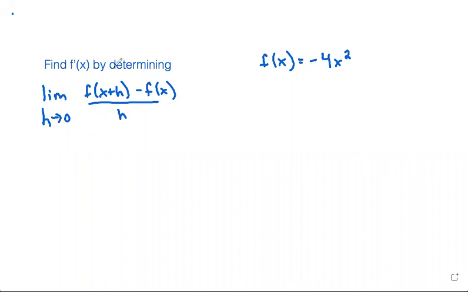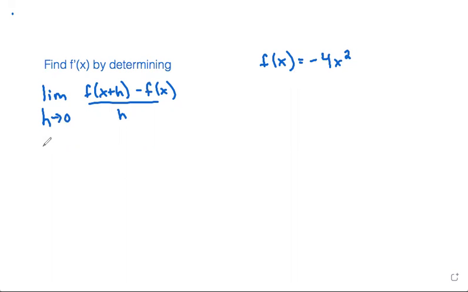So this problem is to find f prime of x, or the derivative of f, by determining the limit as h approaches 0 of f of x plus h minus f of x over h. And my function is negative 4x squared.